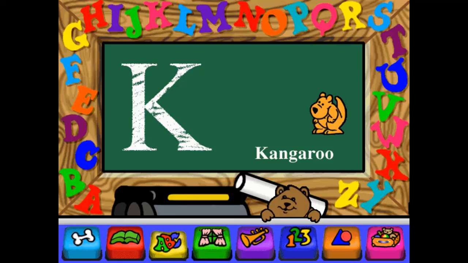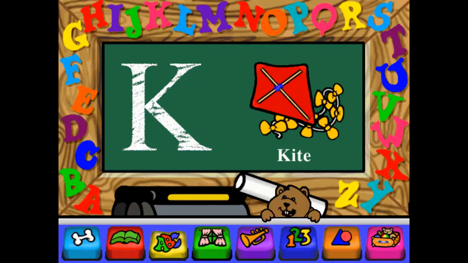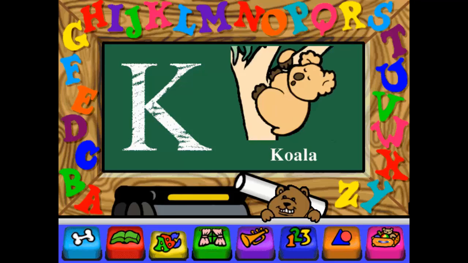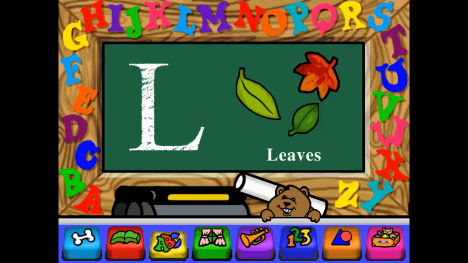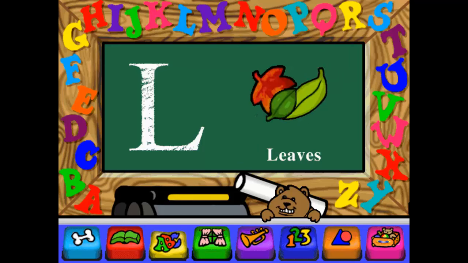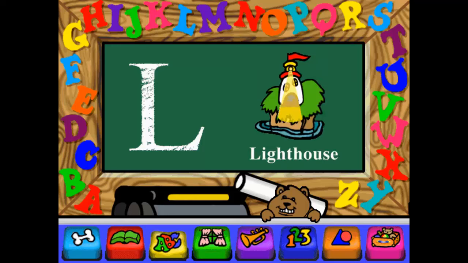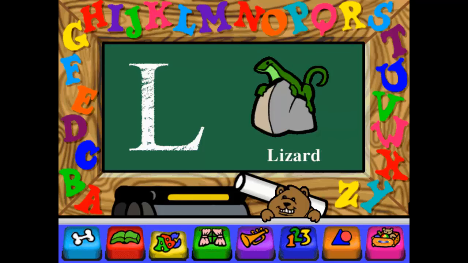K is for kangaroo. K is for kite. K is for koala. Ooh. L is for leaves. L is for lighthouse. L is for lizard.